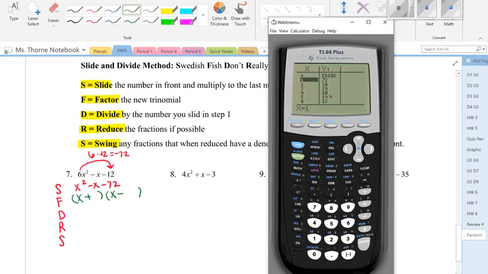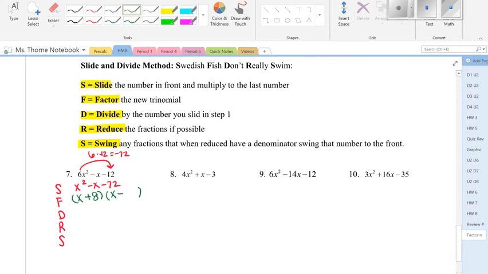Since my middle term is negative 1x, I know that my larger number has to be negative. So if I have 1 and negative 72, that's not going to add up to negative 1. 2 and negative 36 does not add to negative 1. 3 and negative 24 wouldn't either. If I keep going, I know I can stop right here because 8 and negative 9, if I add those together, would give me negative 1. So I have positive 8 and negative 9. Those are factors of 72 that add up to negative 1.